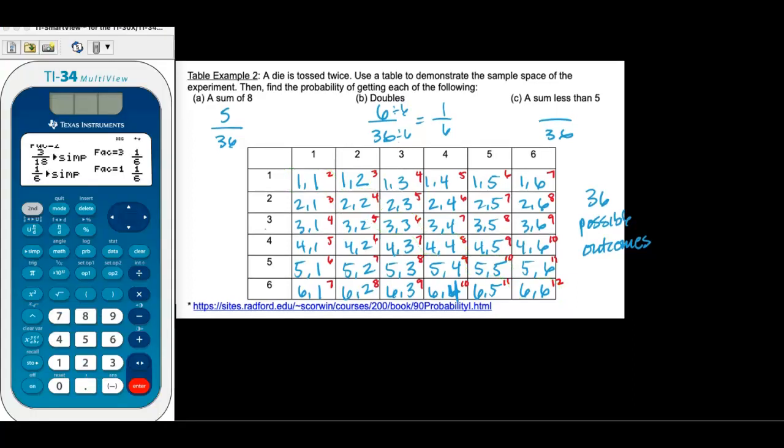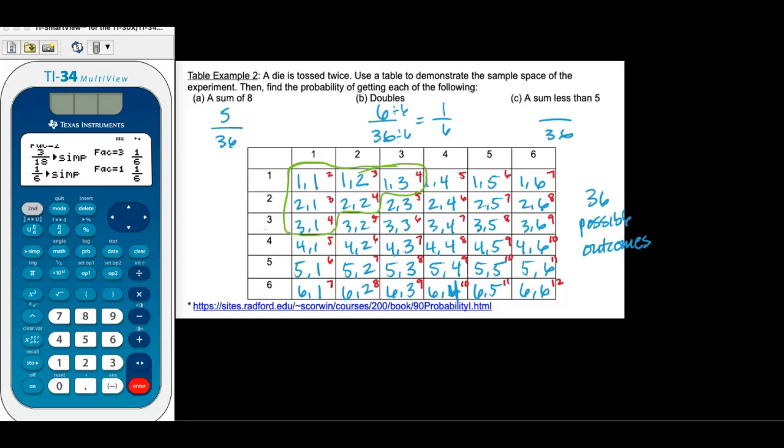The last one, so what's the probability that we get a sum less than 5? So that's not including 5. So that would be a sum of 2, 3, or 4. So we're looking at, let's see, these and these. So 2, 3, or 4, and it looks like all of the other sums are 5 or greater.